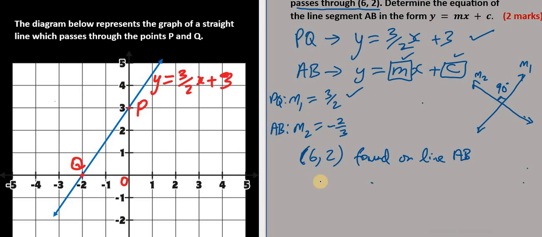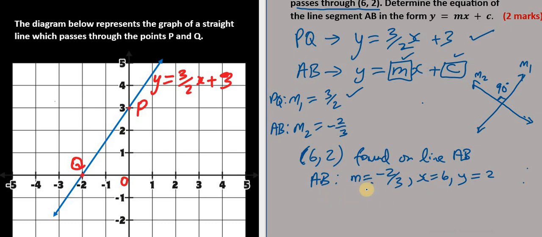So what we're going to do is write the equation that we have. Let's write this. So far, what do we know about line AB? Line AB has a gradient of -2/3. A point on it has an x coordinate of 6, and when the x coordinate is 6, the y coordinate is 2. So we're going to use this concept.